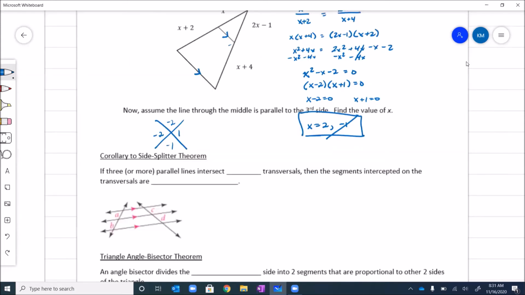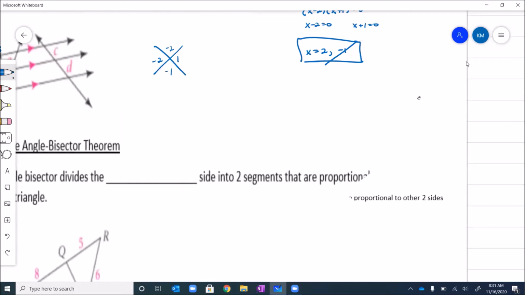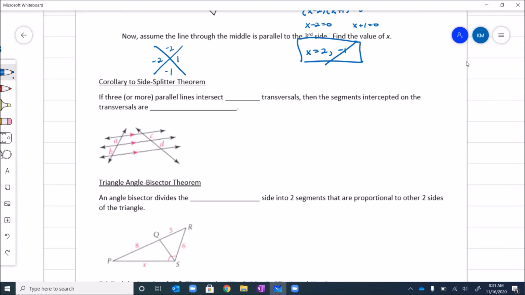All right, here's a corollary to the side splitter theorem. Remember, corollary is just something that has to follow. Like if one thing's true, then this must also be true. So you can think of a corollary. And it says if 3 or more parallel lines intersect two transversals, then the segments intercepted on the transversals are proportional.